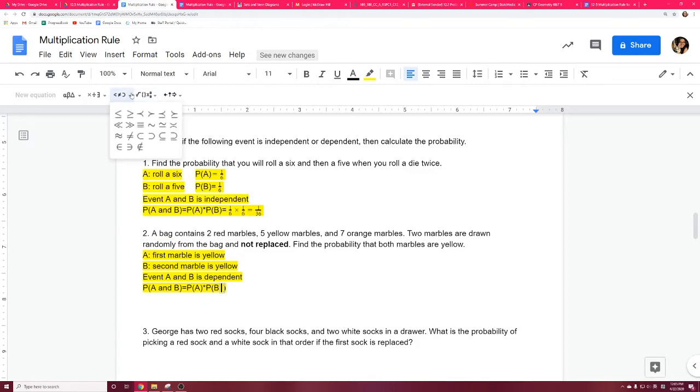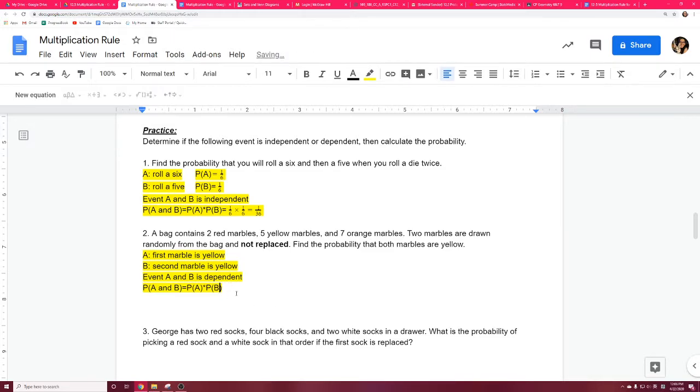Let me find that line. Okay, we use a line in the middle and put A on the side. So this sign means given, and we will cover it more in 12.8, I believe. I won't say too much about this given, but this is the formula for A and B: probability of A times probability of B given A.